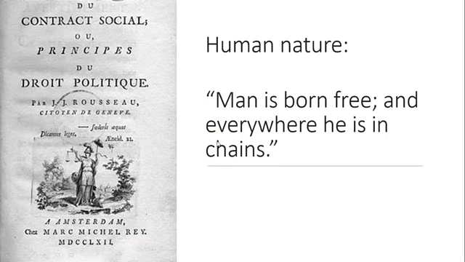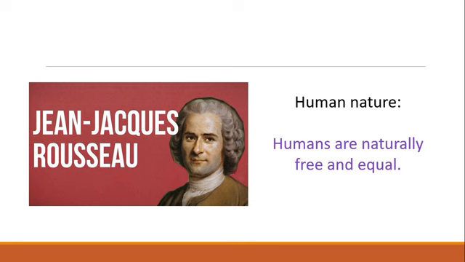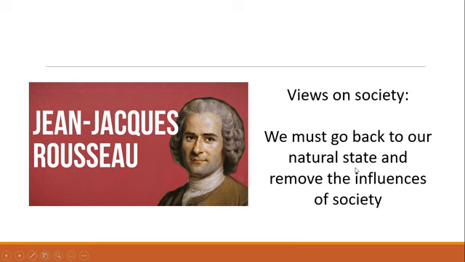So in his very famous book, Du contrat social ou principe du droit politique, you don't need to know the name of that book. He says, man is born free and everywhere he is in chains. So according to him, humans are naturally free and equal. Equality is an important part of his whole thing. His views on society. He thinks that we must go back to our natural state. We must remove the influences of society.